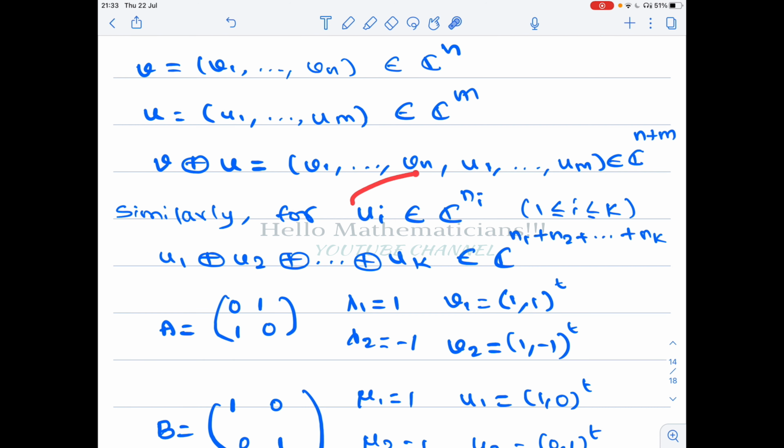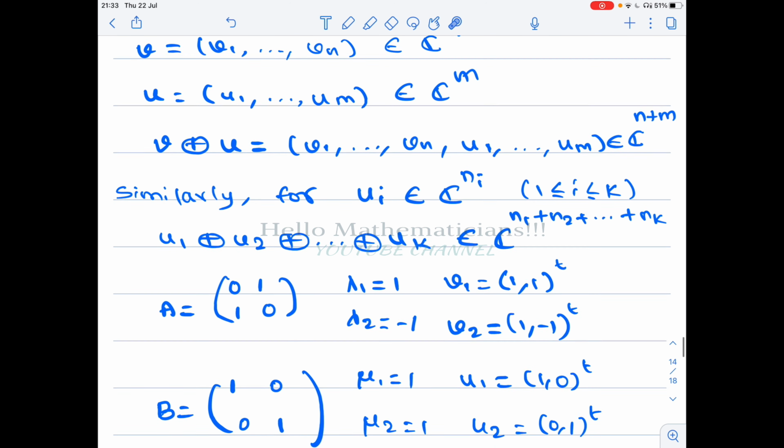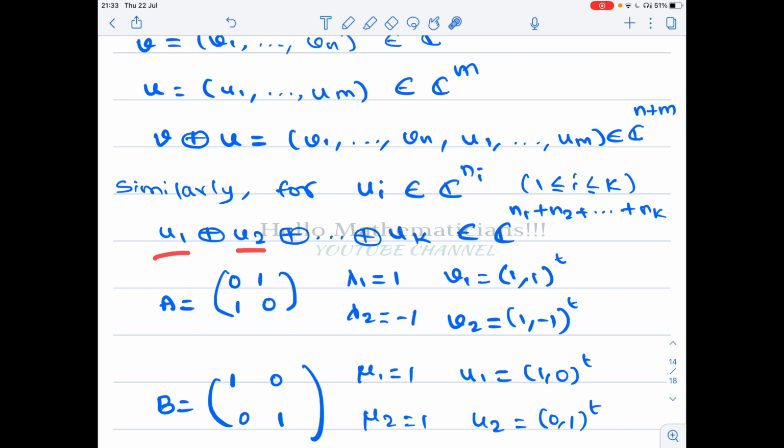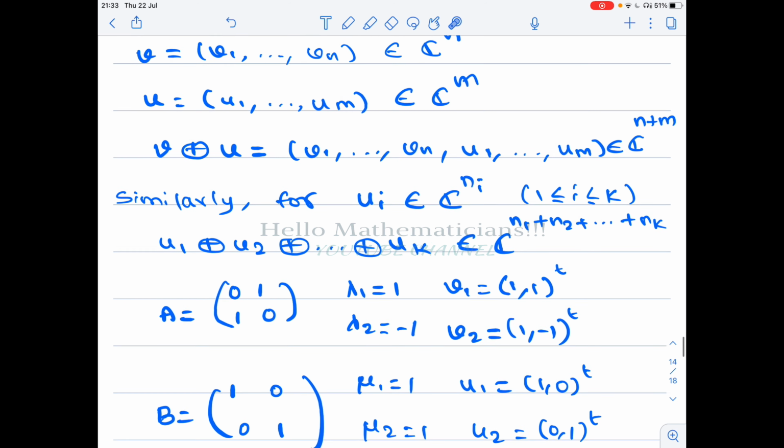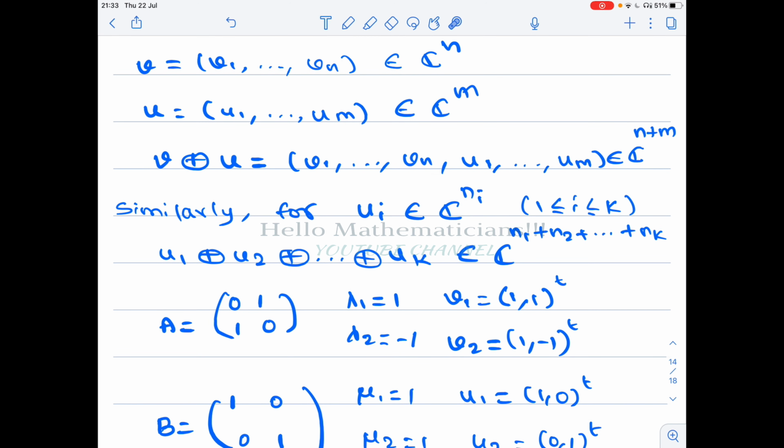Now you take arbitrary vectors u_i belonging to C power n_i. Then you define u1 direct sum u2 direct sum etc. uk to be a vector. You just put the coordinates of u1 in the first n1 places, in the next n2 places you put u2, in the next n3 places you put the coordinates of u3, and so on.